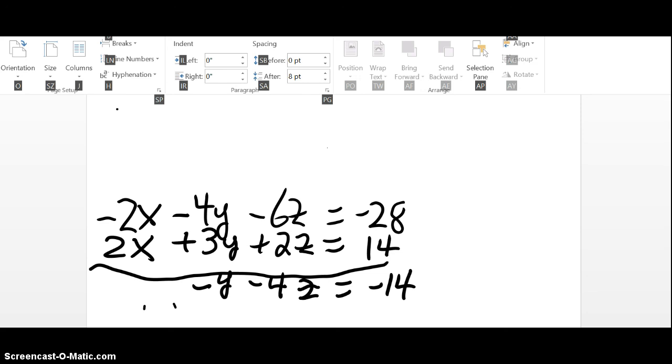Okay, so now I've copied down the two equations. Remember I took equation 2 and multiplied it by negative 2, that gives me negative 2x minus 4y minus 6z is negative 28. This is equation number 3, 2x plus 3y plus 2z is 14. Add them together, we get negative y minus 4z equals negative 14. So now we have two equations with y and z in them.